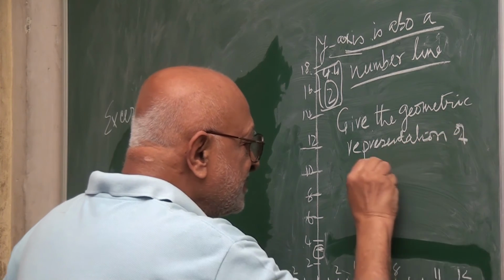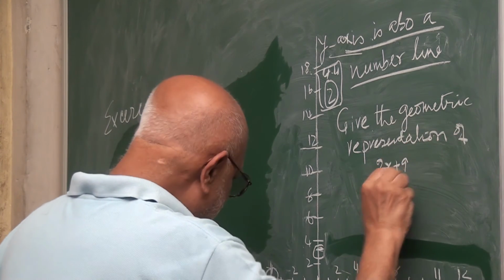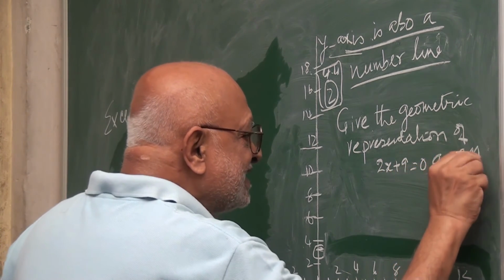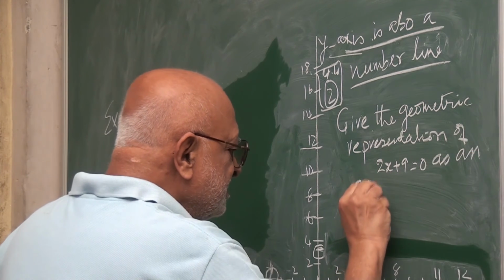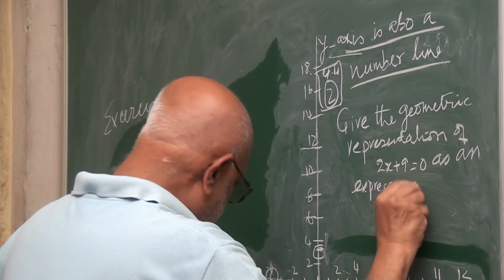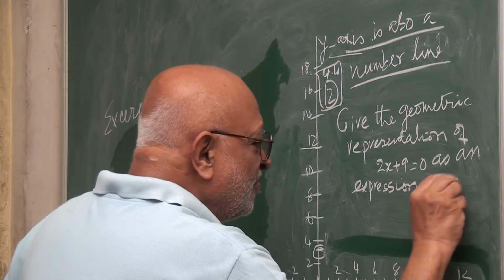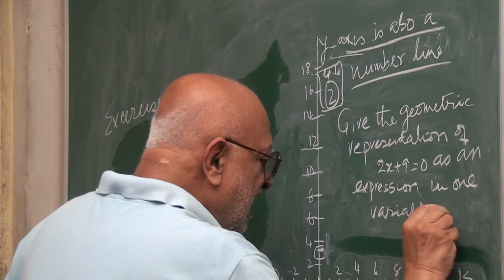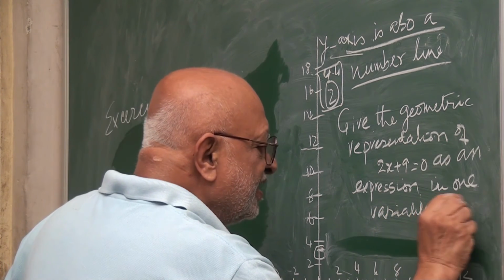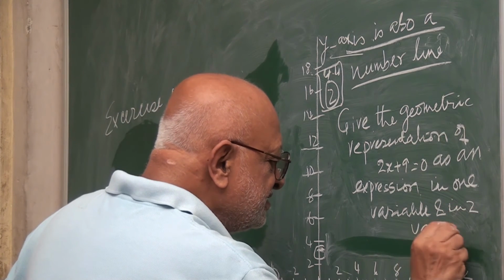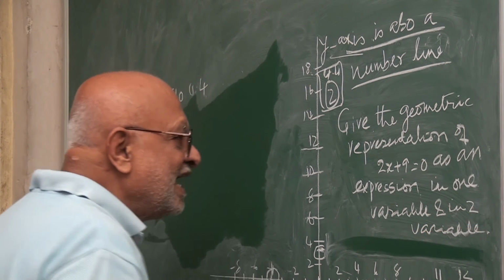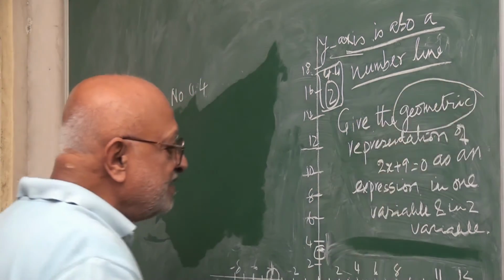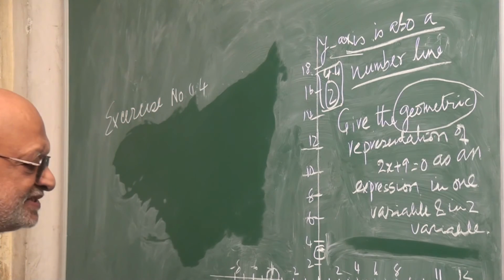of 2x plus 9 equal to 0 as an expression in one variable and in two variables. Same thing. So one time it would be a graphical presentation, one time it will be a geometrical representation, but they basically mean the same.